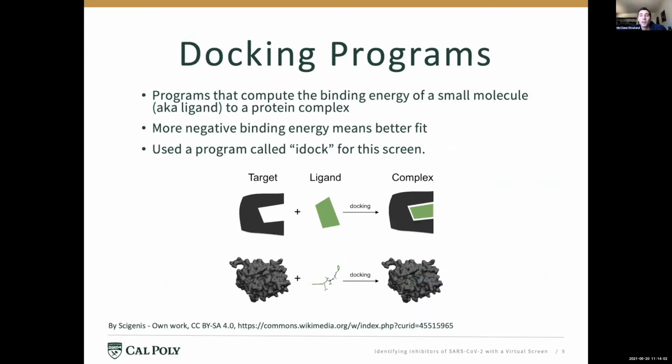Now I'll talk a little bit about how we actually rank that binding energy. We use something called a docking program to estimate how well the small molecule inhibitor, or ligand, fits into our target protein, which is MPRO. It takes the small molecule and runs a bunch of simulations and tries to optimize how it fits in that active site of the protein, and spits out a number that represents the binding energy. In this case, a more negative binding energy means a better fit because it releases more energy and is more stable. And we used a program called iDock for this screen.